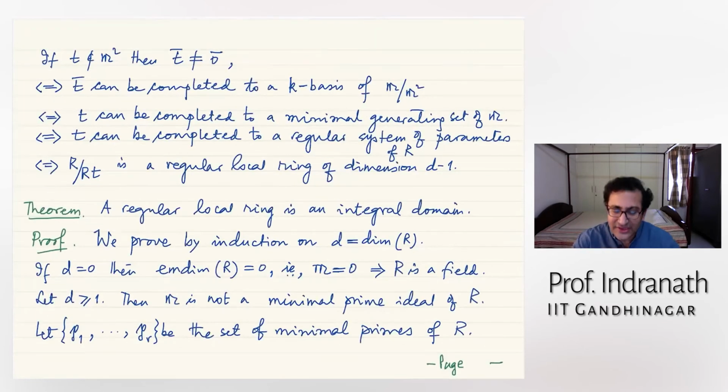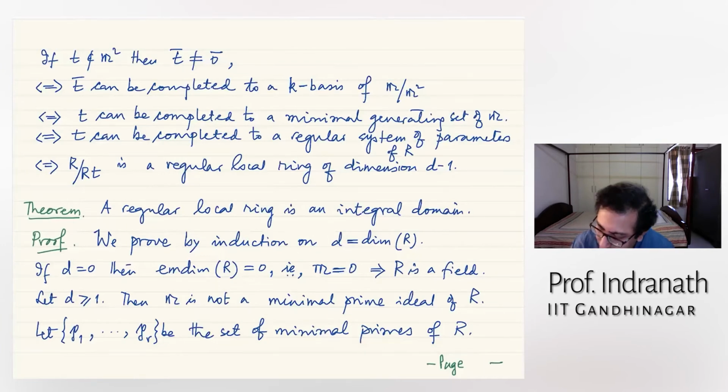Now comes a very important result, we can call it a structure theorem: every regular local ring is an integral domain. Here you will see a beautiful example of how we keep using induction. The induction is on the dimension of the ring. First of all, D equal to 0, that you know already, you have a field and therefore nothing more to do. Now let D be greater than or equal to 1. That means that M is not a minimal prime ideal of R, obviously, because the dimension is at least 1. Now suppose this is the set of minimal primes of R.